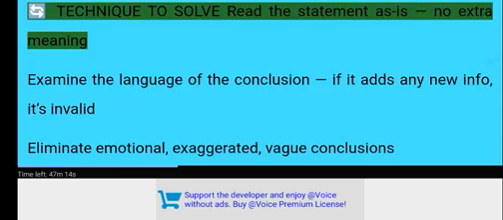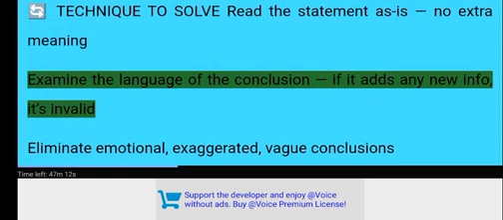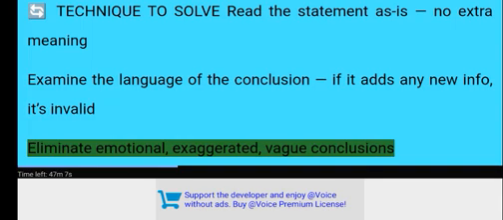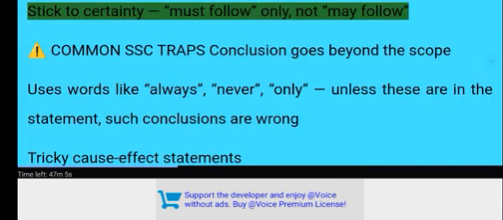Technique to solve: read the statement as is, with no extra meaning. Examine the language of the conclusion. If it adds any new info, it's invalid. Eliminate emotional, exaggerated, vague conclusions. Stick to certainty: must follow, not may follow.